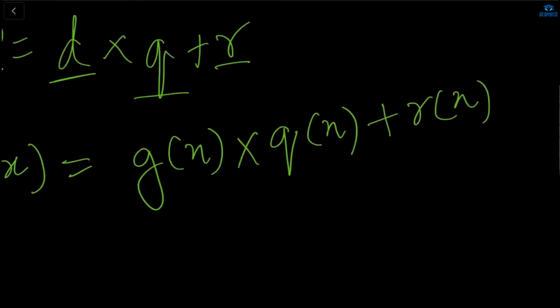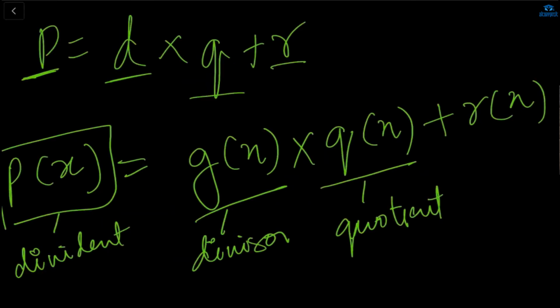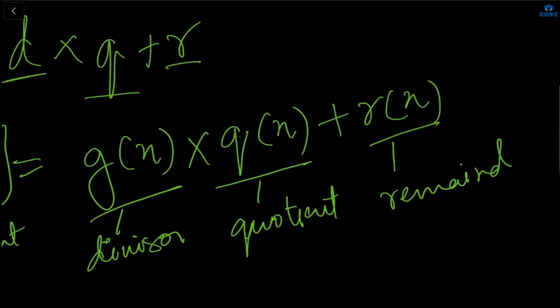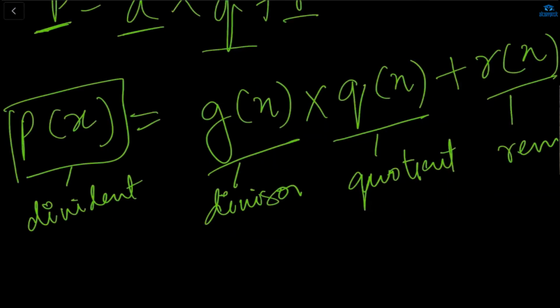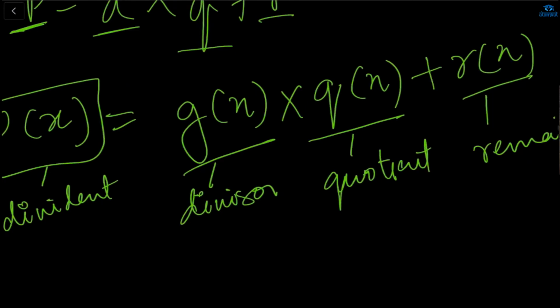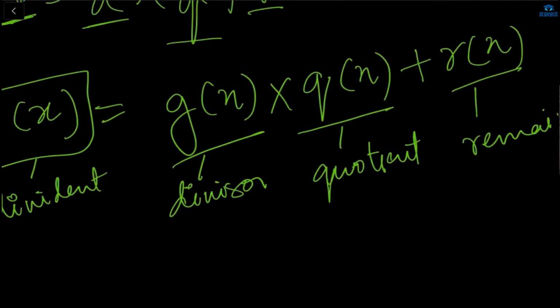Now here, what is this p(x)? This p(x) is the dividend, this is the divisor, this is the quotient, and this is the remainder. Whenever a divisor divides a dividend, we get a quotient, that is dividing the number. And if the given polynomial is fully divided, then the remainder will become 0, else it will be some number.